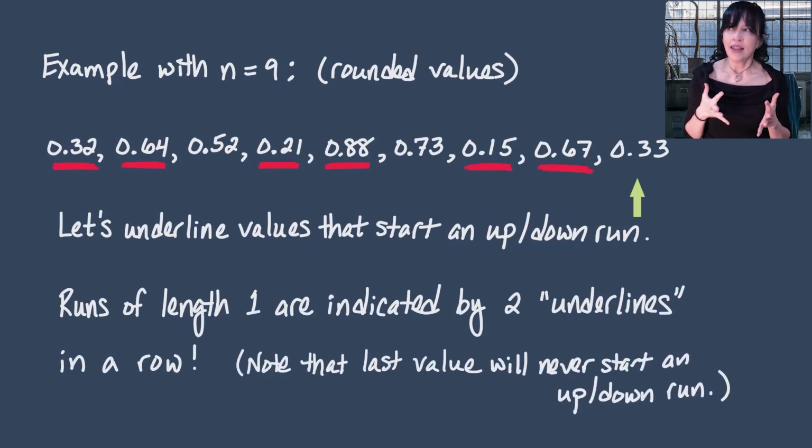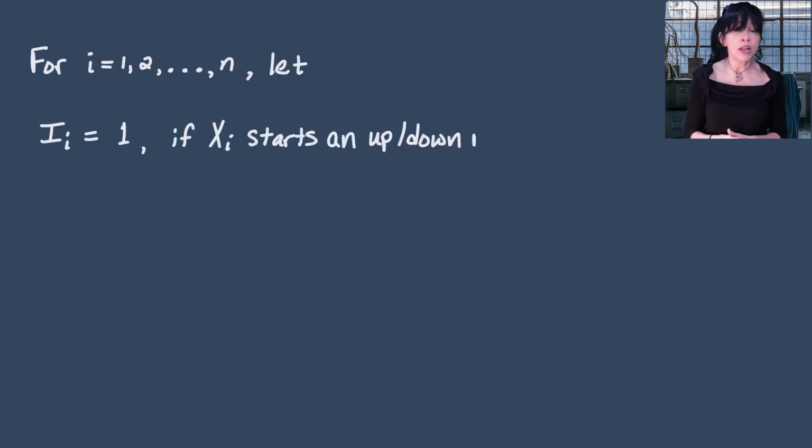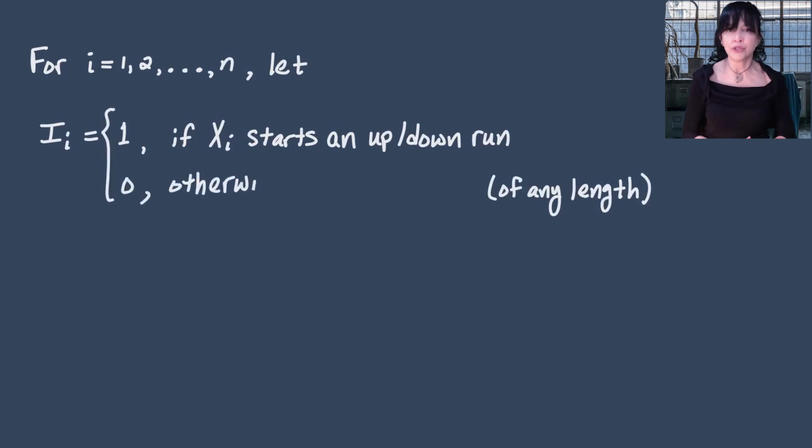Okay, so let's try to count these runs a little more formally. For i equals 1, 2, up through n, I'm going to define an indicator, capital I sub i, to take the value 1 if x sub i is starting an up or down run of any length, and I'm going to define the indicator to be 0 otherwise. So if you go through the 9 values on the previous slide, every time I underline a number with a red line, that corresponds to the indicator being 1, and every time I don't underline with a red line, that corresponds to the indicator being 0.